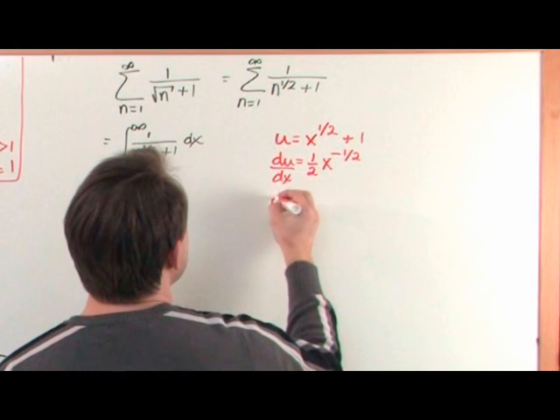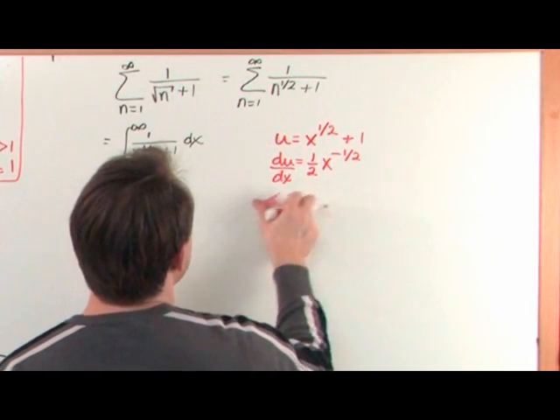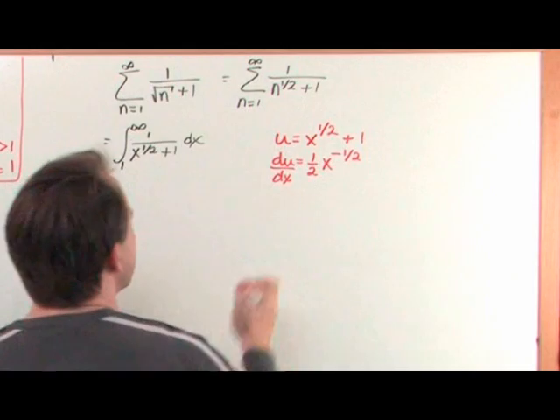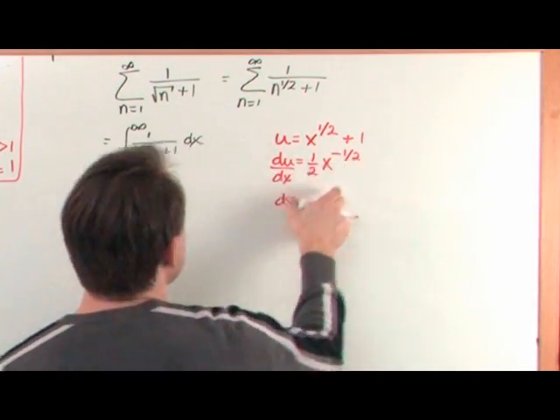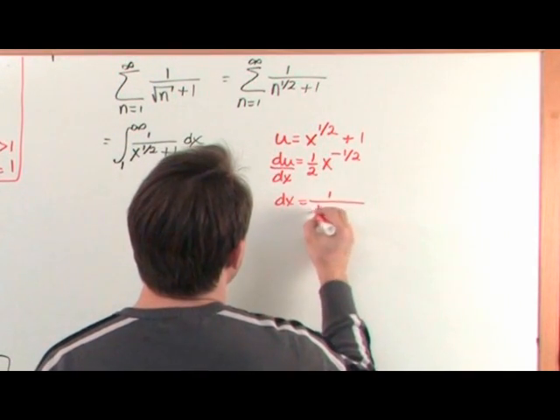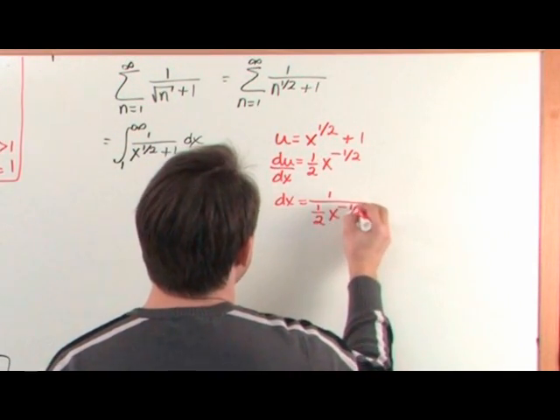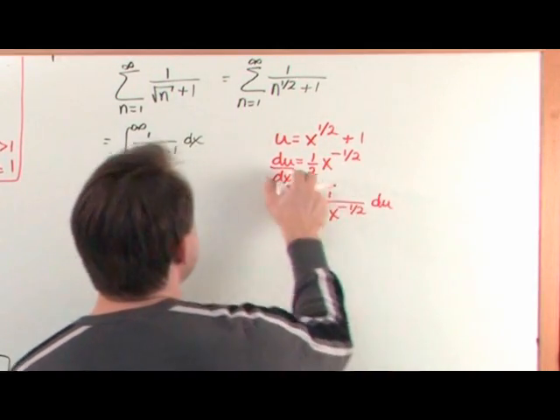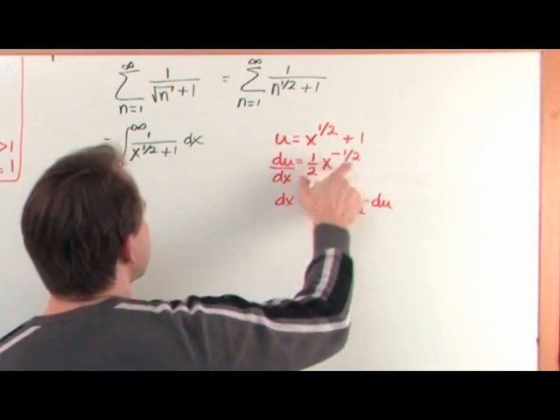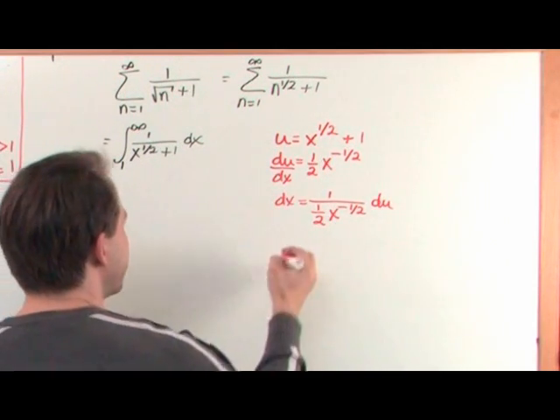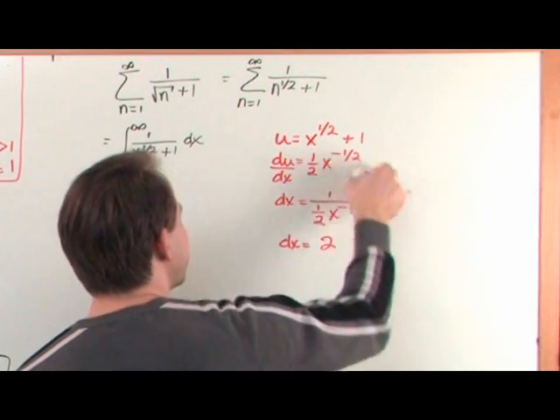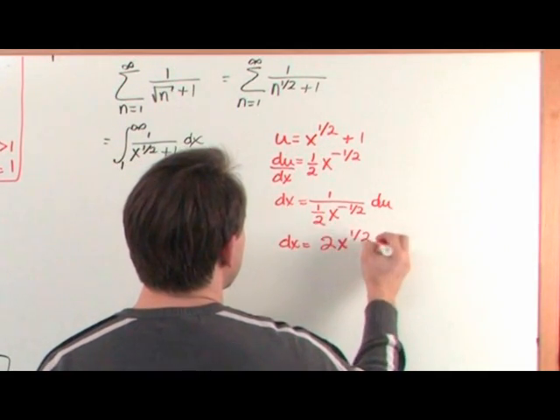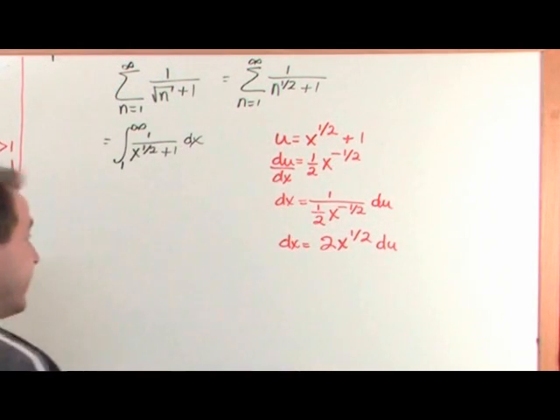So then dx is going to equal, moving dx over here and taking this entire thing and dividing it over here, 1 over 1/2 x to the negative 1/2 du. All I did was move dx over and divide by this entire thing. I'm doing things one step at a time. So dx would be equal to taking the 2 and flipping it up, and moving the x to the negative 1/2 upstairs: 2x to the 1/2 du.